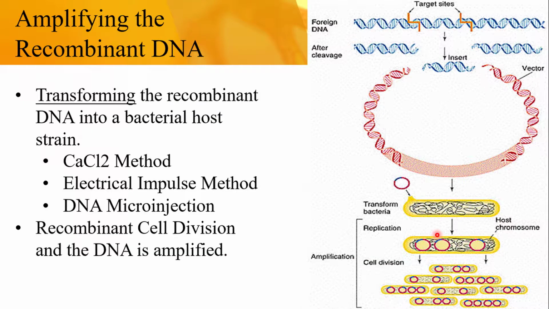To amplify the recombinant DNA, it is transformed into a bacterial host strain, using the calcium chloride method, or the electrical impulse method, or DNA microinjection can be used. The cell is divided and the DNA will be amplified.